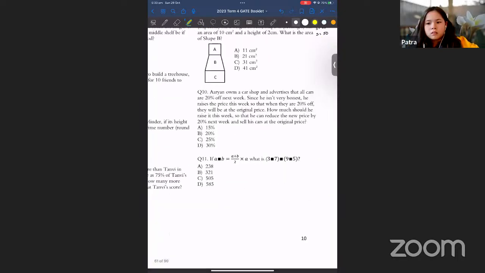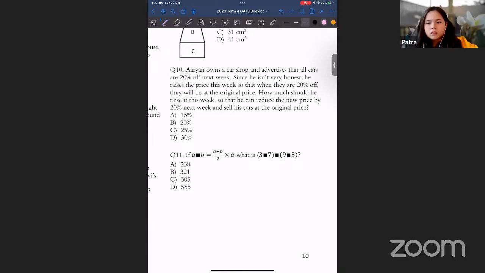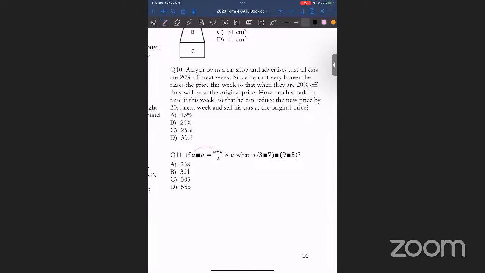Okay, question 11, again, it's a question that tricked me for a while, but it's actually not a hard question. It's only hard if you think too much into it. So basically what it's saying is, whenever you see a box, a square, you take the left number, you add it to the right number. So you take the left number, you add it to the right number, and then, sorry.